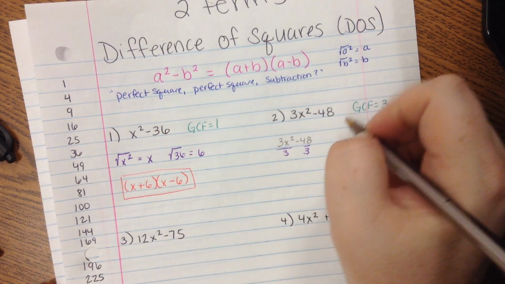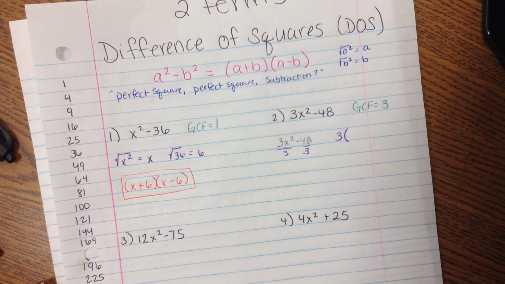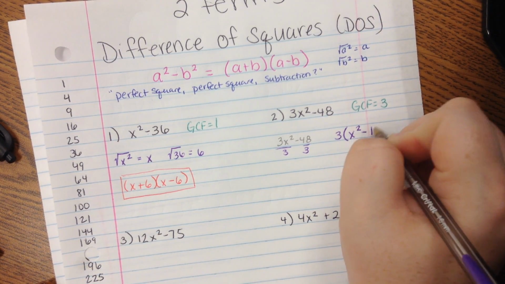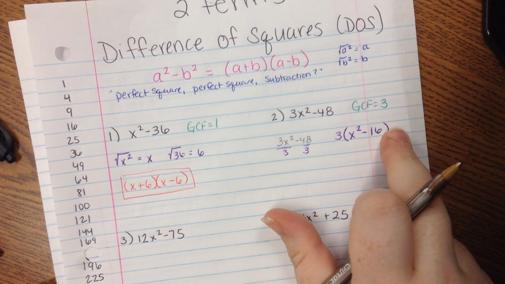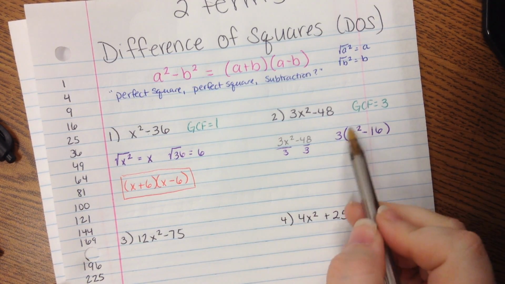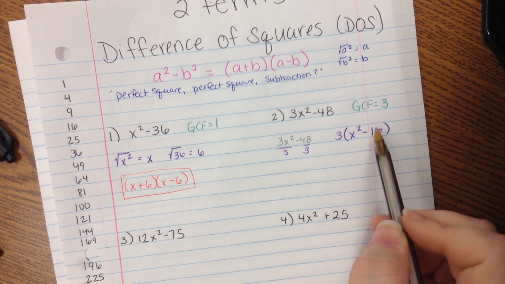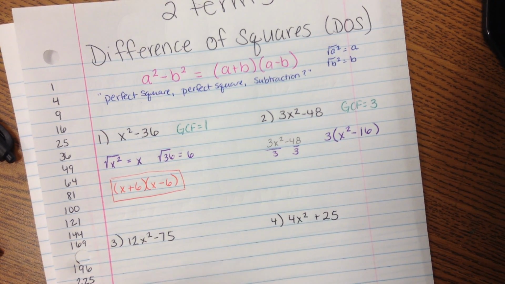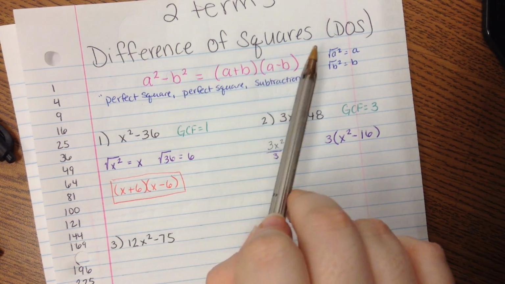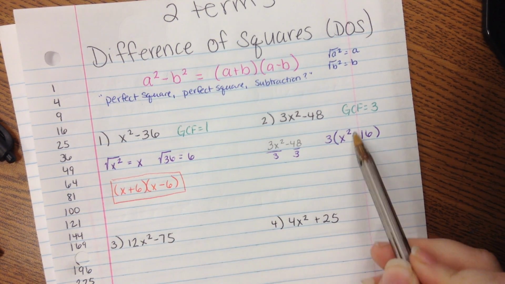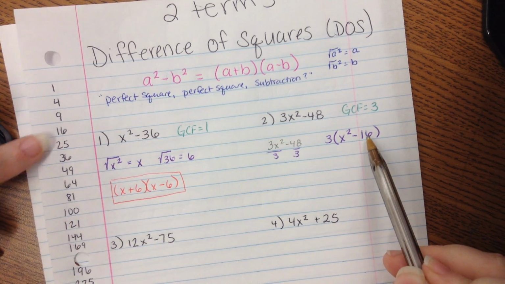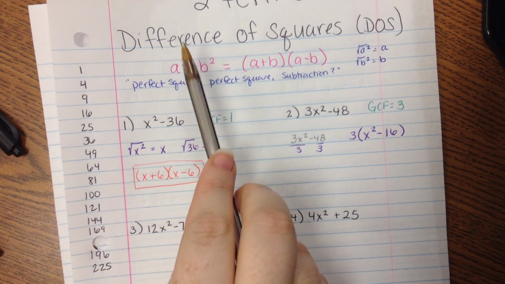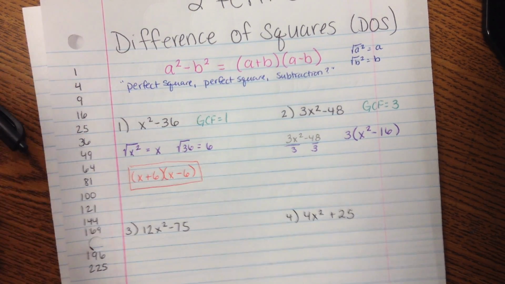We now have 3 as our GCF on the outside of the parentheses. We're going to have x squared minus 16. And that was the end of the GCF, so we close our parentheses. Now we look inside the parentheses and ask ourselves how many terms we have. We have 2 terms inside the parentheses. So we look to see if it is a difference of squares. X squared is a perfect square. 16 is a perfect square. And we do have a subtraction sign. Therefore, we do have a difference of squares, and we factor it the same way we just did a moment ago.